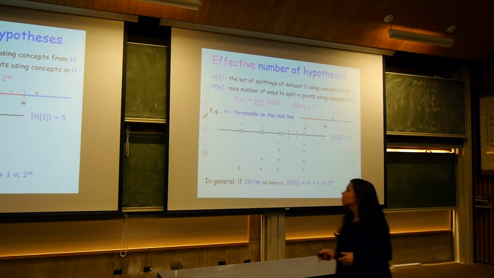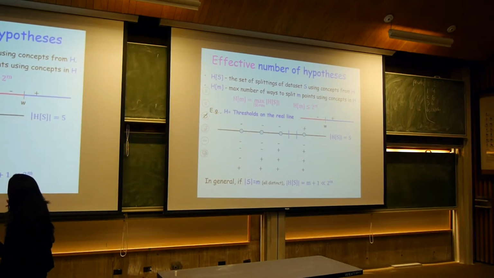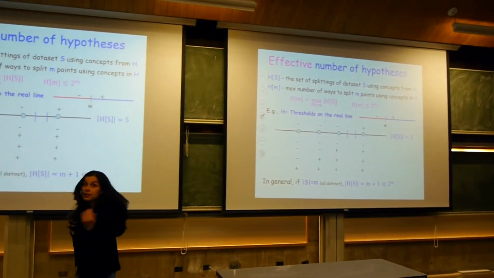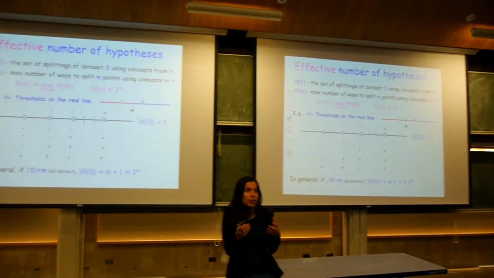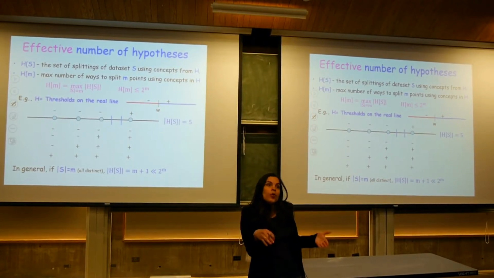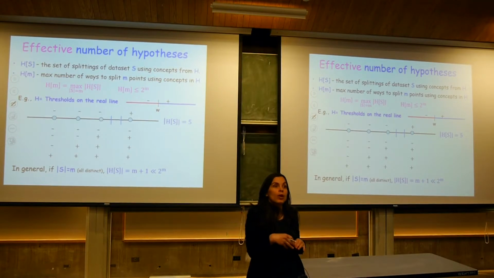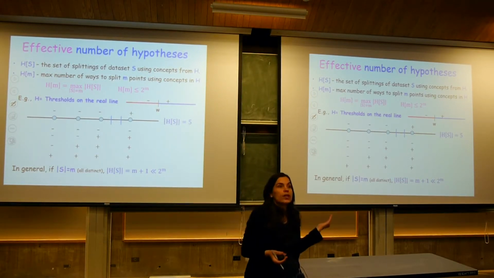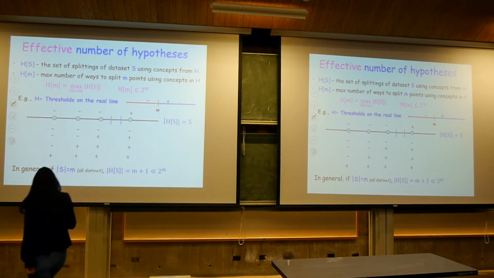Cool. So that's interesting. This quantity seems to be capturing that this class of functions is a bit restrictive. Given m points, there is only a linear number of ways to label m points with concepts from my concept space, with thresholds. While in principle, if I allow an arbitrary search space, I could have 2 to the m ways. So something cool happens. It seems to be a good measure.